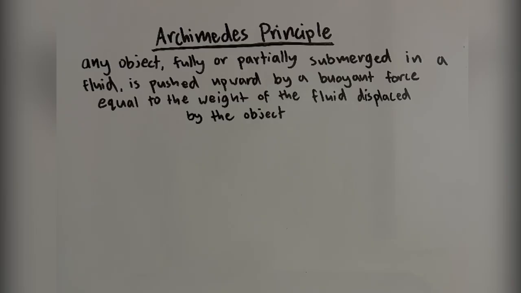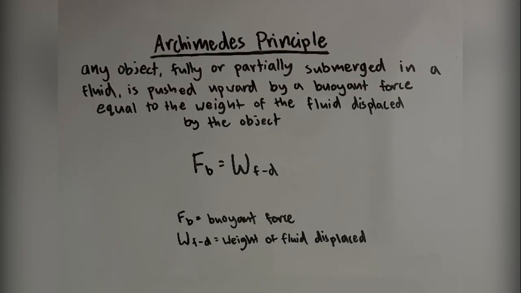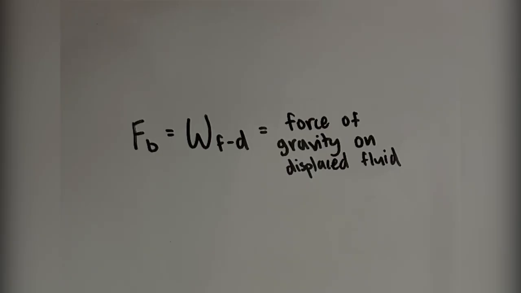Archimedes' principle states that any object, fully or partially submerged in a fluid, is pushed upward by a buoyant force equal to the weight of the fluid displaced by the object. This is represented by the equation here. The weight of an object is equal to the force of gravity on an object, so we will look at the force of gravity on the displaced fluid.